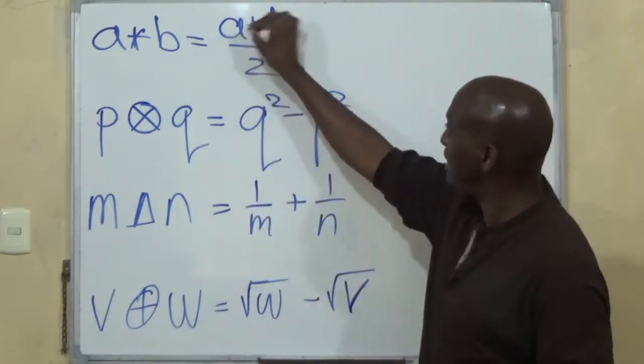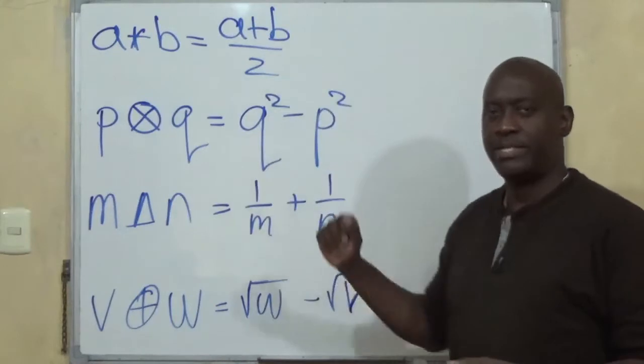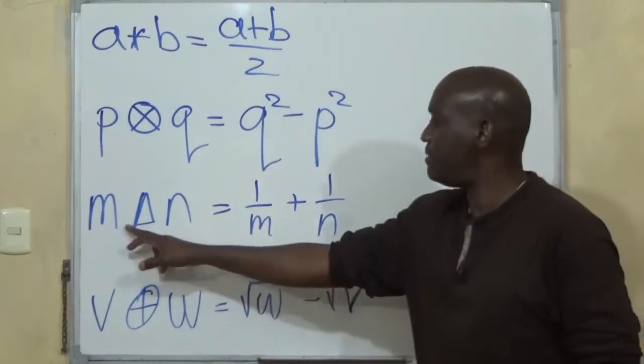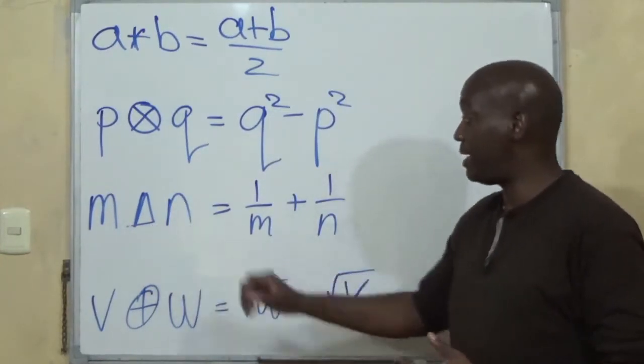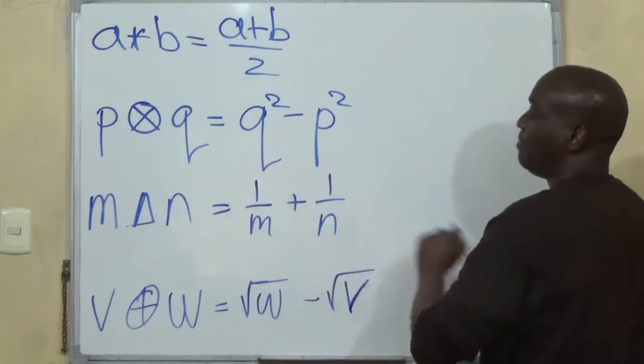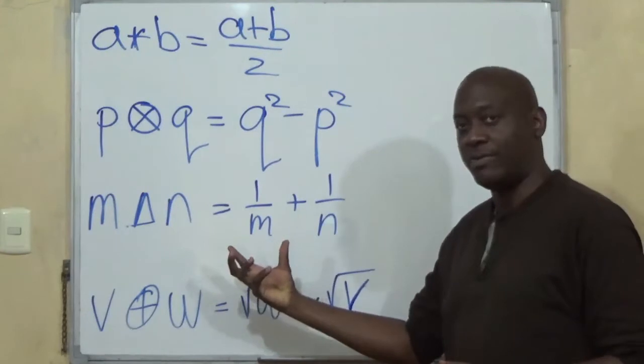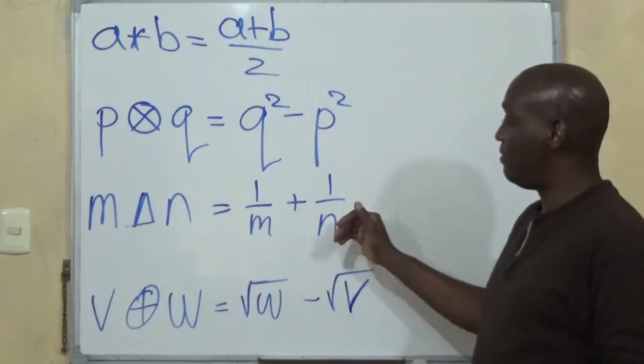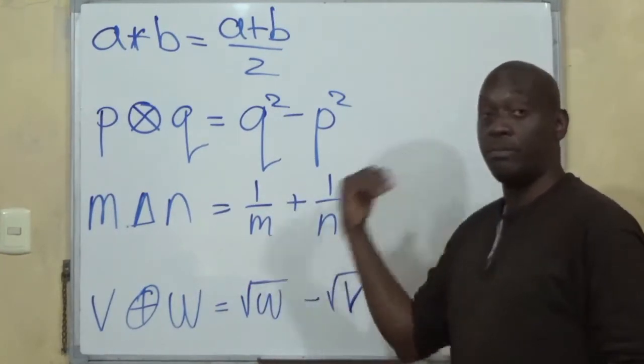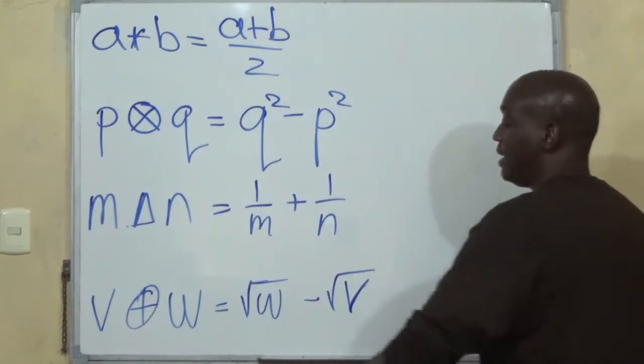Same story here. You're adding and then you're dividing. Combinations. You have M triangle N. M triangle N is 1 over M plus 1 over N. You reciprocate the M. In other words, you have 1 over M. You reciprocate the N, you have 1 over N. 1 over M plus 1 over N. Combination.